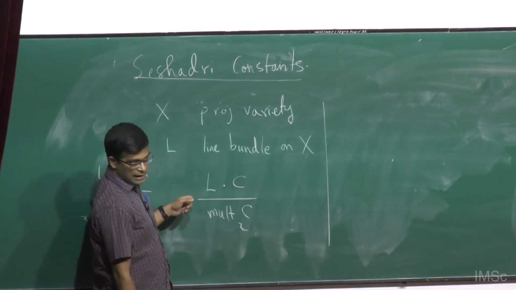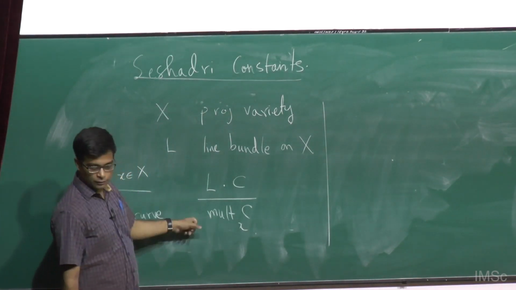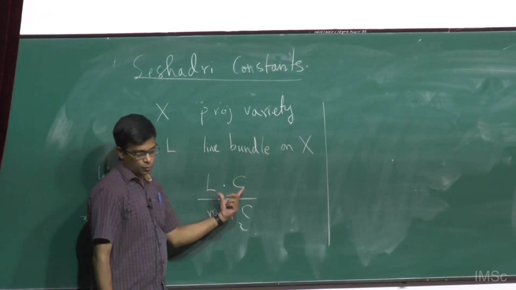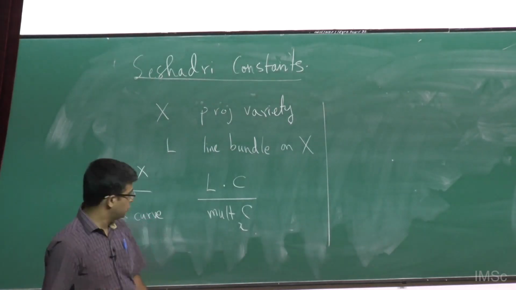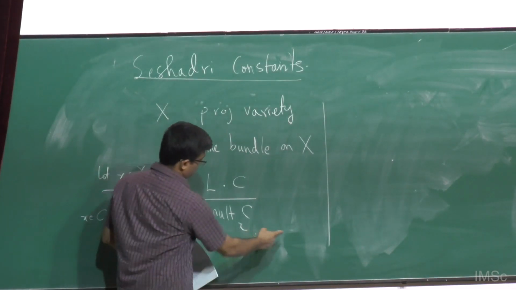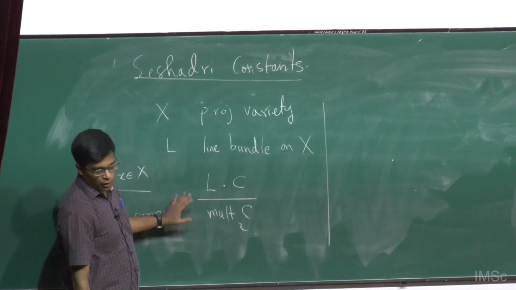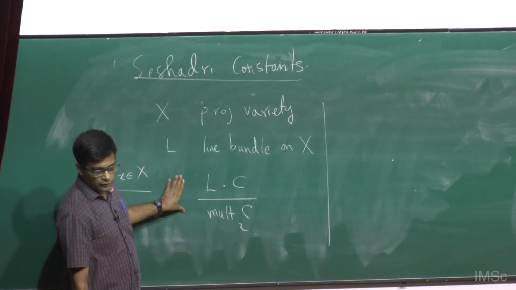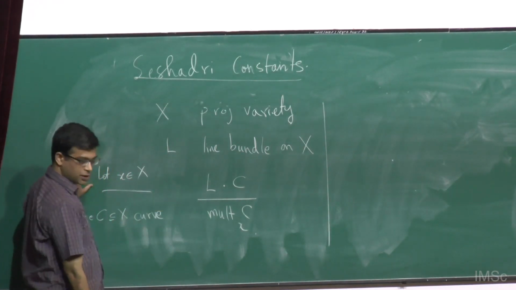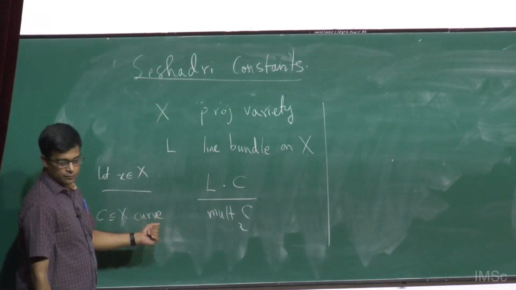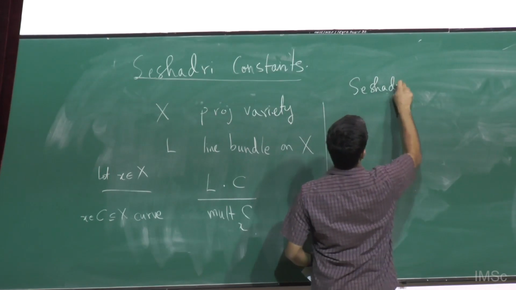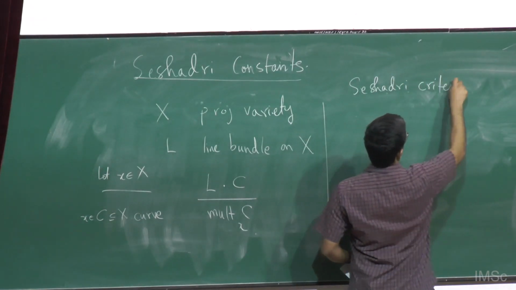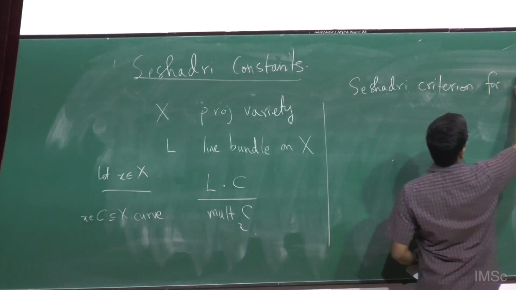So we know that if L is ample, for example, these numbers are all positive because L dot C is positive. That's an easy consequence of ampleness of L. But there's no reason to a priori think that the infimum of these numbers as you vary points and curves is also positive. Okay, so the Seshadri criterion for ampleness.